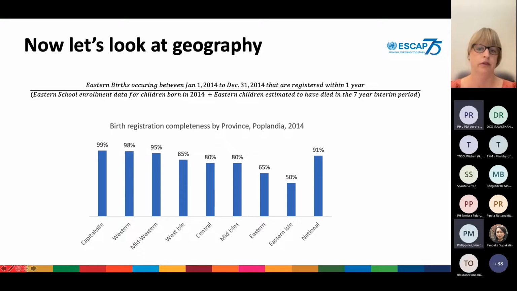And if we look at birth registration completeness by province, we're not too surprised perhaps that we see the capital is quite high, and so is the Western province. There's lots of registry offices. But then as you start to go over to these remote areas, the Eastern Isle and the Eastern province that don't have any registry offices, rates decrease quite significantly. So this Eastern Isle is almost half of what the capital is. So, obviously not having any registry offices is going to impact your completeness.